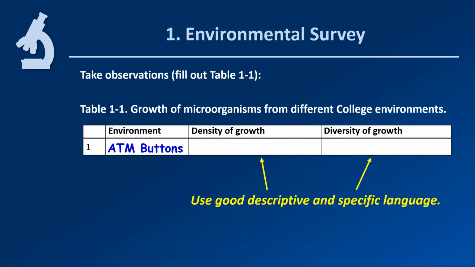Diversity of growth, that means how many. So how many different types of species did you see? Did you see 3 types of species? 1 type of species? So that's what it means by diversity. You can even be more specific. You can say you saw 3 species, 1 appeared yellow, 1 was creamy, and 1 was shiny, or something like that. So that's part 1.